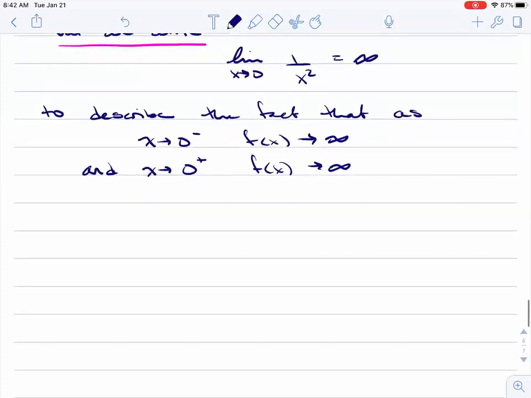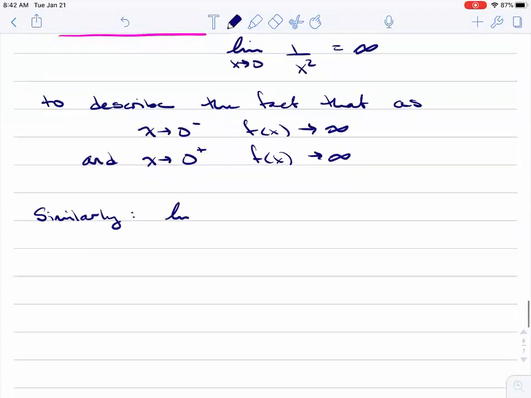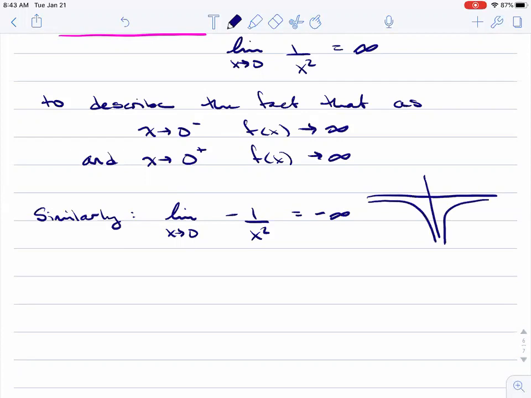So like we said, similarly, the limit as x approaches 0 of -1 over x squared, right? So just a flip. We're going to write negative infinity, because what it looks like now is, right, it's just been flipped. And so now it's going to negative infinity.